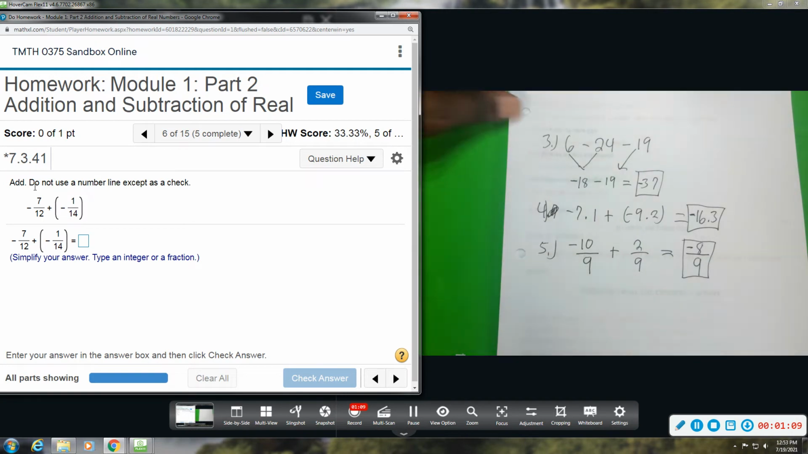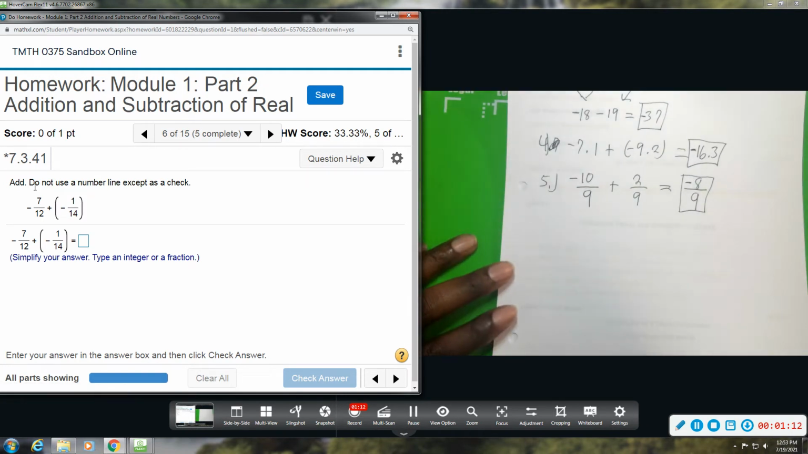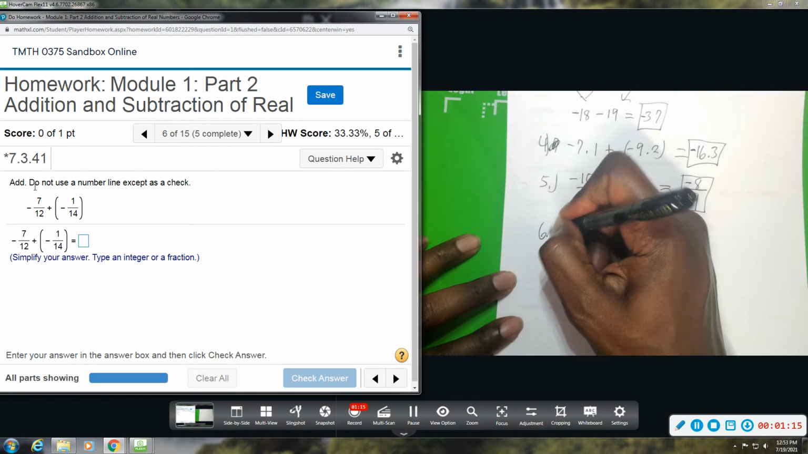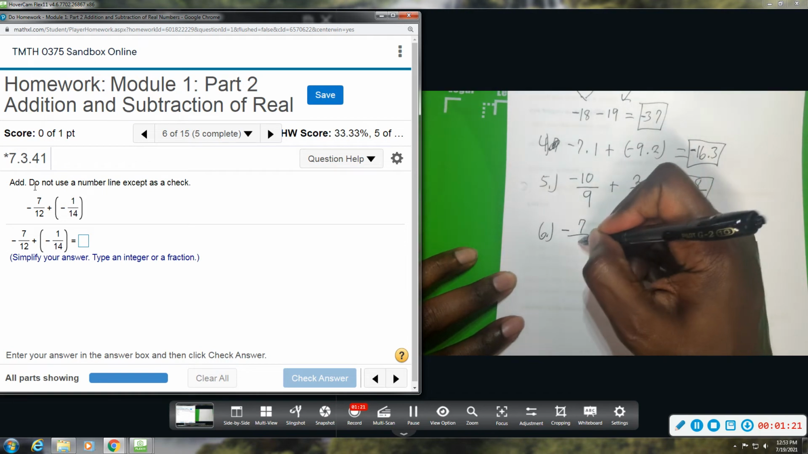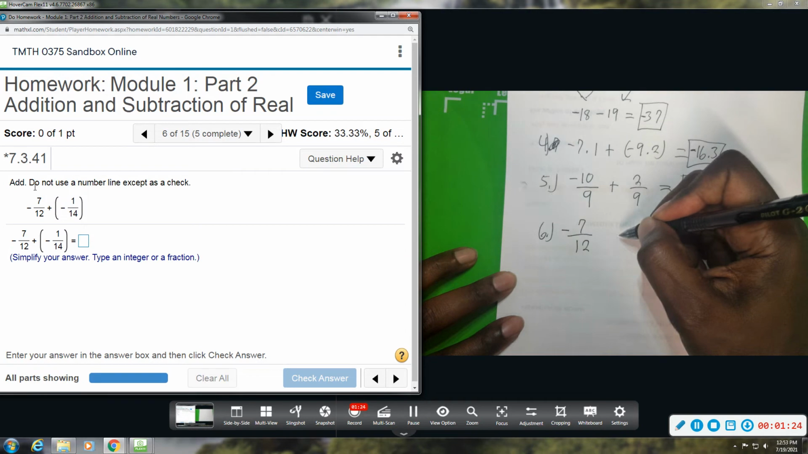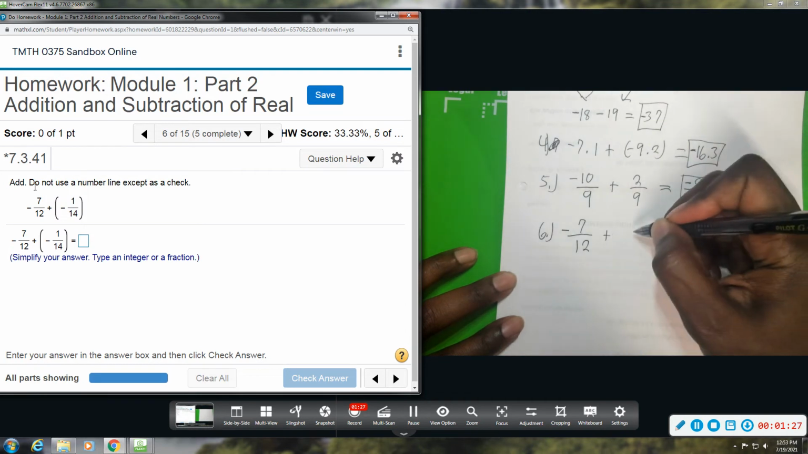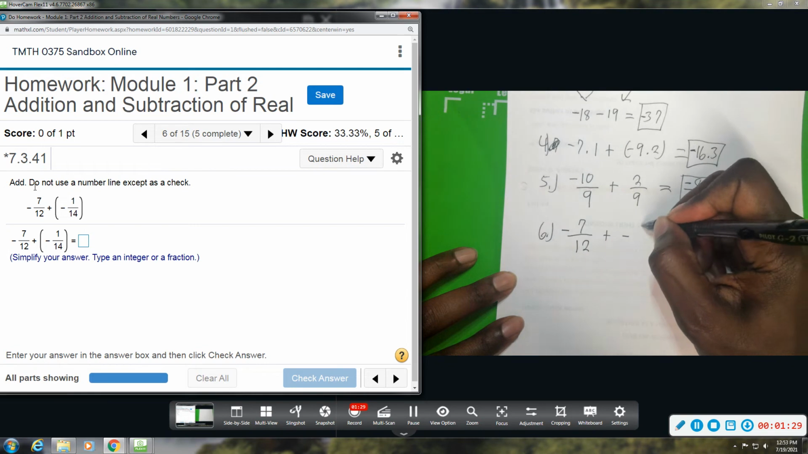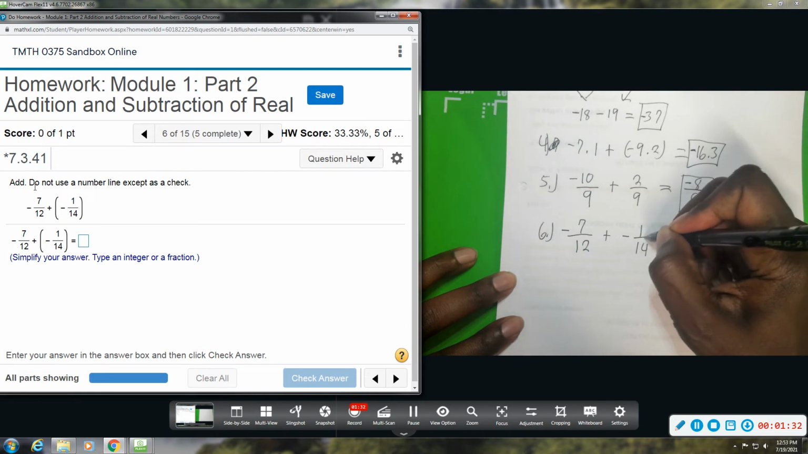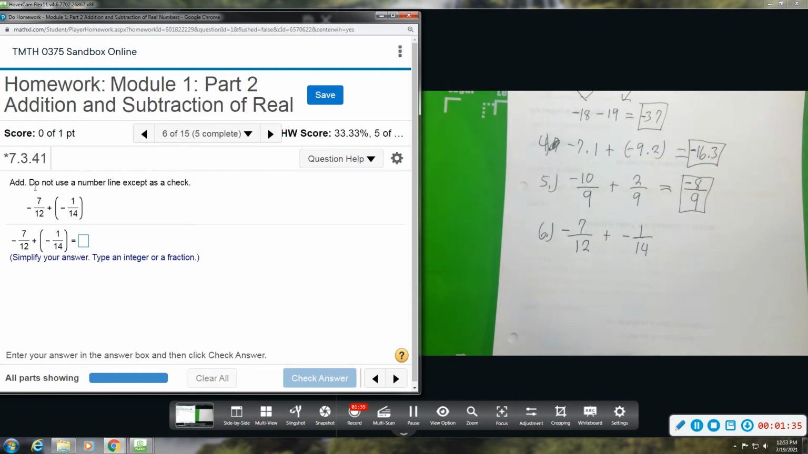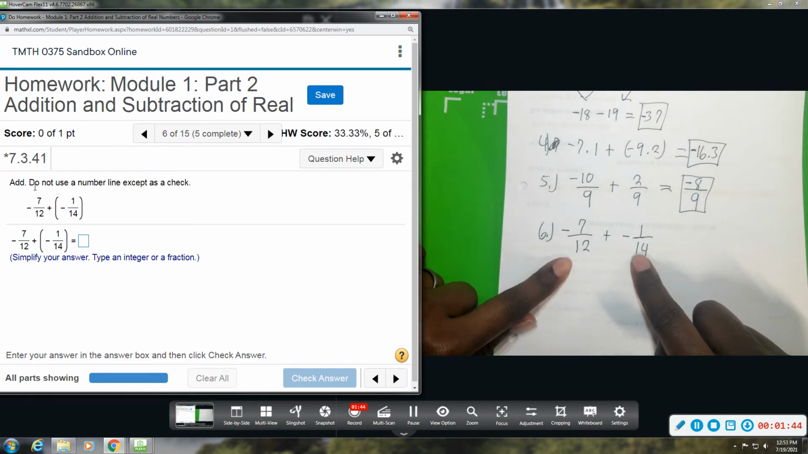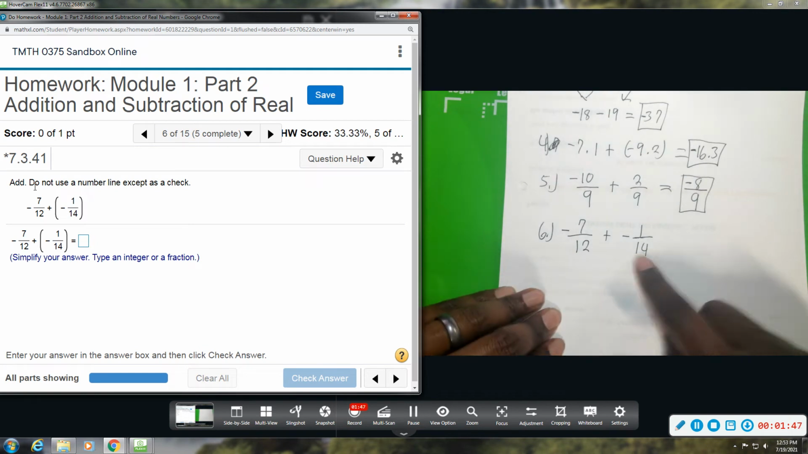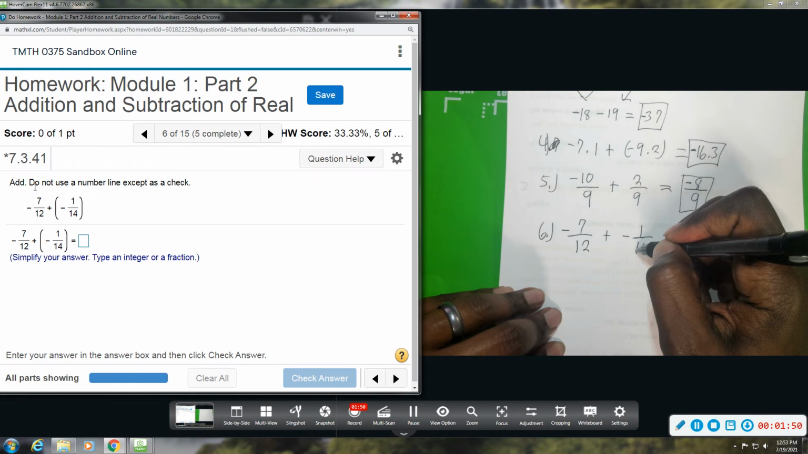Okay, so number six, we have a similar problem, except this time the fractions are not the same. So we have negative 7 over 12, and then we're going to be adding that to a negative 1 over 14. The best thing to do when dealing with just two fractions, I'm going to show you a little shortcut to combine these, or get a common denominator and then solve it. So what we're going to do is cross multiply.